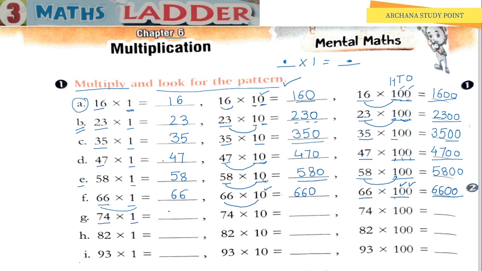Part G says 74 multiplied by 1. What will be the answer? 74. Now if I multiply 74 with 10, again it will be 740. Yes, this time I took it direct, because now you know that we have to put 0 at the end. Now the next number is 74 multiplied by 100. Tell me what is the answer? It will be 7400.